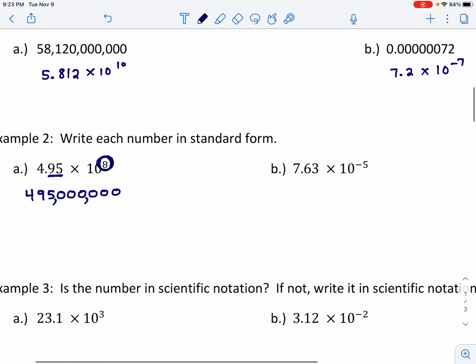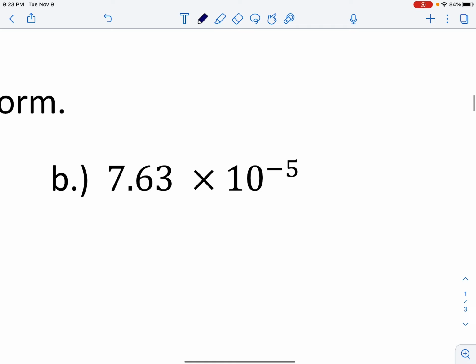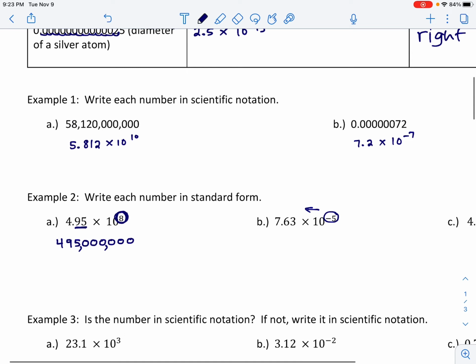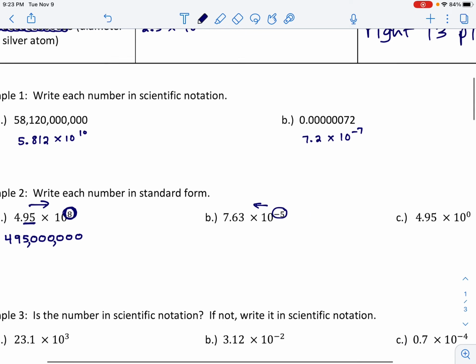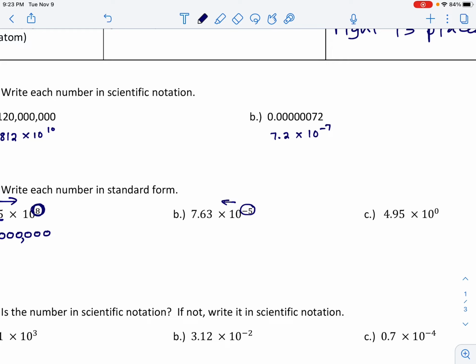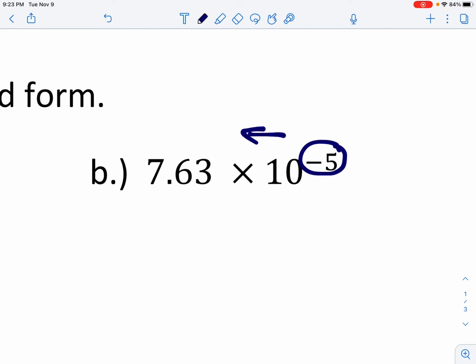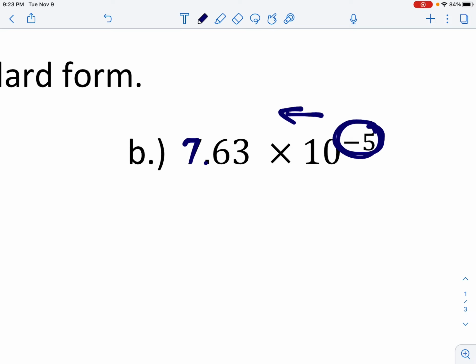All right, this one, 7.63 times 10 to the negative 5. Because it's a negative, I know it's going to be a really small number, and I'm going to have to move my decimal to the left. This one, I added numbers to the right. This one, I'm going to have to add numbers to the left, to put in front. I already have one number in front. That means I have to add how many more zeros to get to negative 5? So I'm going to add 1, 2, 3, 4.